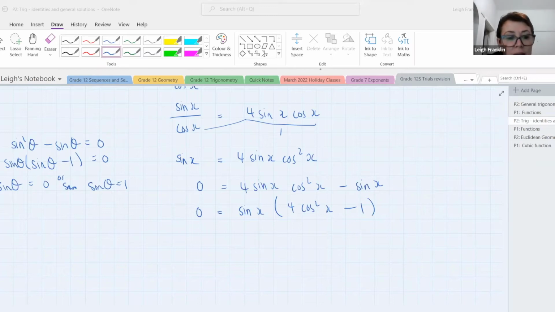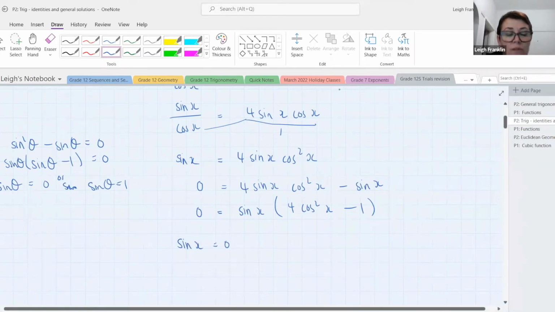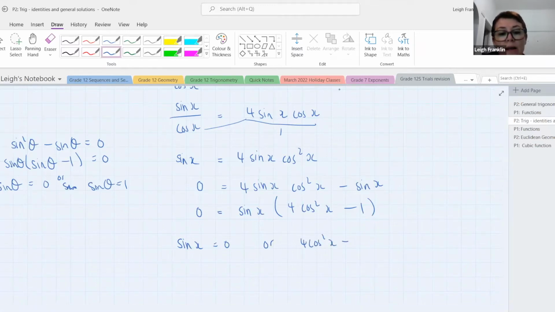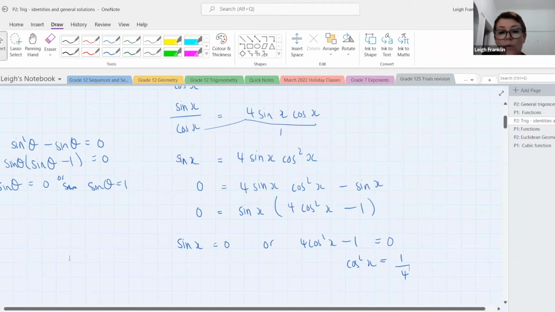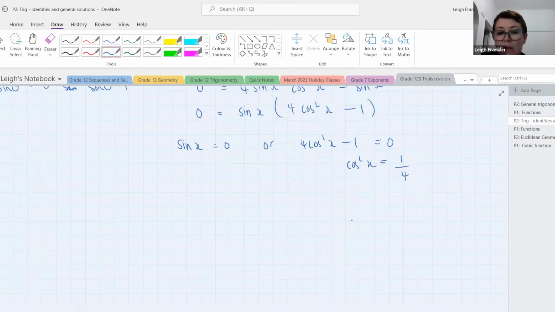So either sine x equals 0 or 4 cos squared x minus 1 equals 0. Okay, so if 4 cos squared x minus 1 equals 0, it means that cos squared x is equal to positive 1 over 4. And now we can square root. Okay, so cos x is going to be equal to plus minus the square root of 1 over 4.